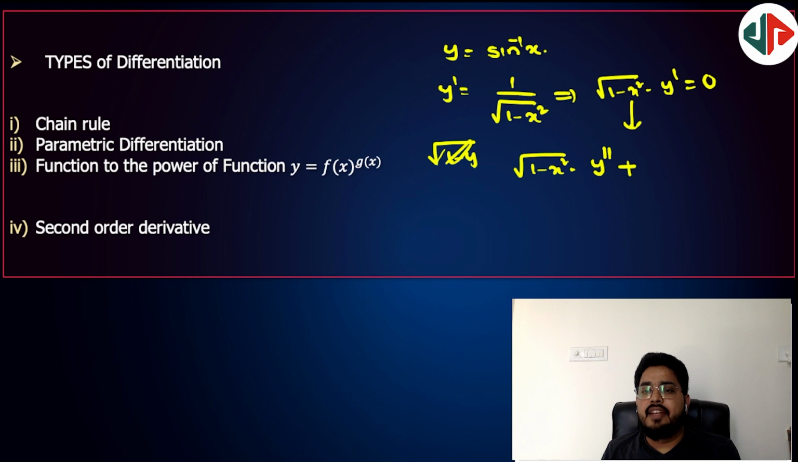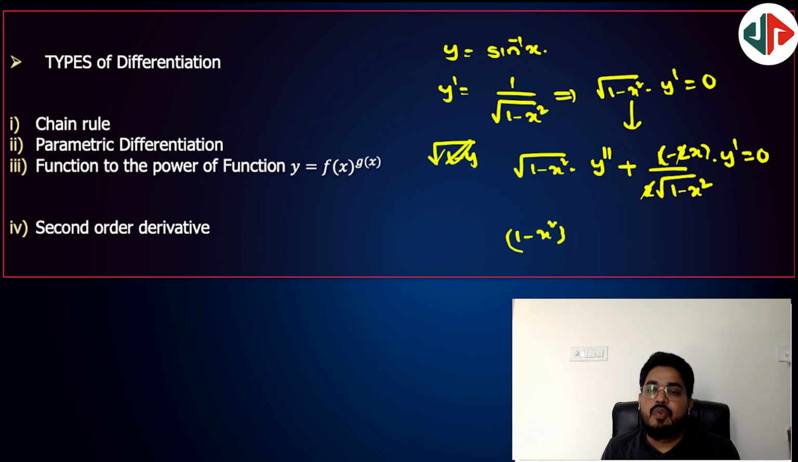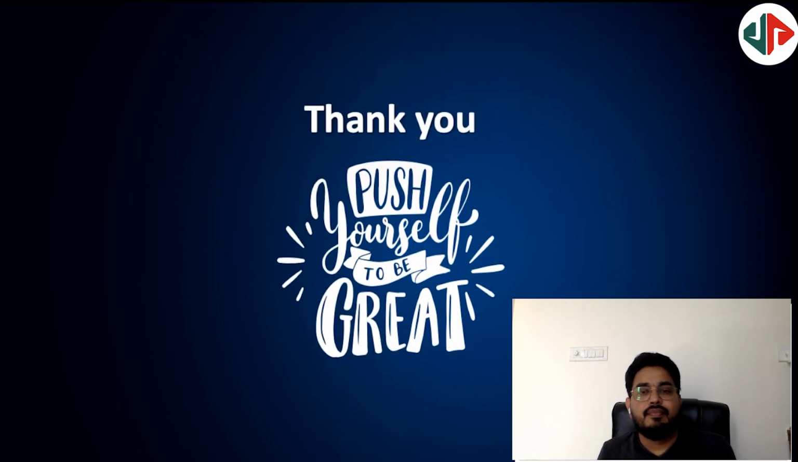plus derivative of this one, which is 1 by 2 root over 1 minus x square, into derivative of 1 minus x square, which is minus 2x, equal to 0. 2, 2 is cancelled. Cross multiplication. 1 minus x square into y double dash minus x y dash is equal to 0. Maybe apart from this one, we are going to get the answers. Okay, thank you. In differentiation, you have to remember the formulas carefully.